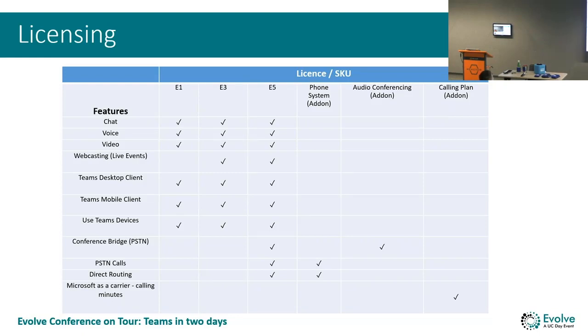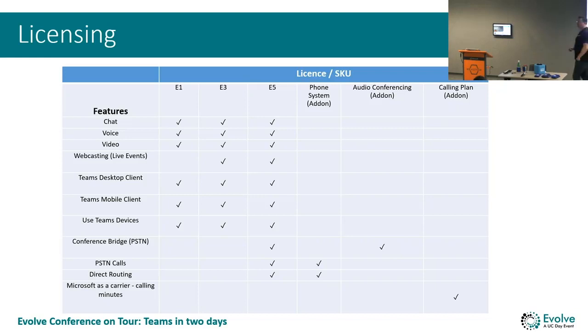Phone system is the license that lets you do anything related to telephony. So even if you're having Microsoft as your carrier, or you're having direct routing for bringing telephony in, be that hosted or bring your own, you need to have a phone system license attributed to a user to take advantage of that. But this is where E5 includes that license for you. If you want to have audio conferencing, that on E1 or E3 is a separate add-on, and again, it's included in E5.